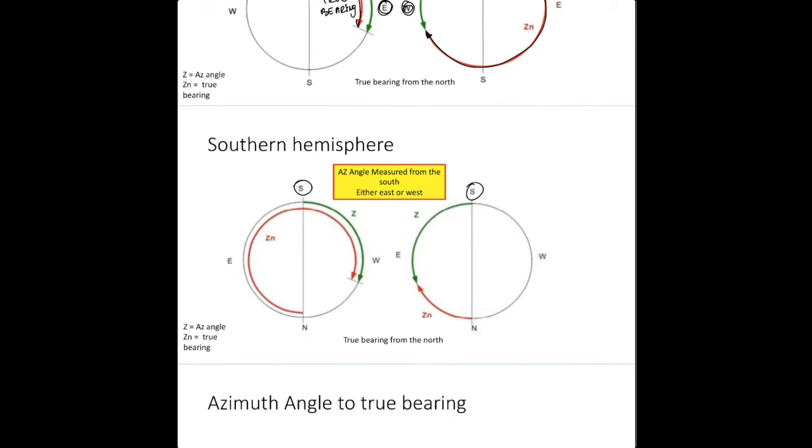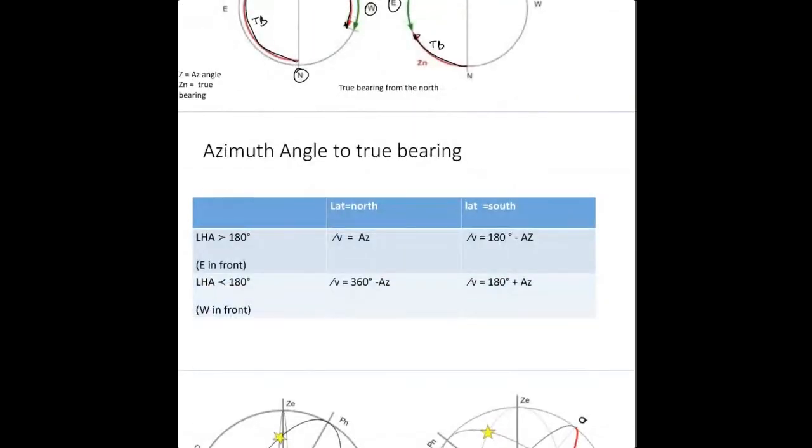True bearing, the red arrow, is always measured from the north. True bearing, let's say TB. Azimuth angle, when we are in the southern hemisphere, is measured from the south over the west or over the east. But this we already know. And then how can we transform our azimuth angle into a true bearing? We've already talked about this in previous recordings.